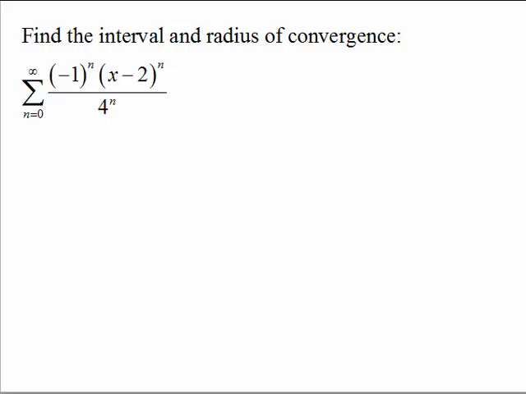Okay, here we're trying to determine the interval and radius of convergence for this power series. And so in order to do that, we're going to use the ratio test. So we're going to look at the limit as n goes to infinity. We're using absolute values, so we're not going to worry about this (-1)^n.